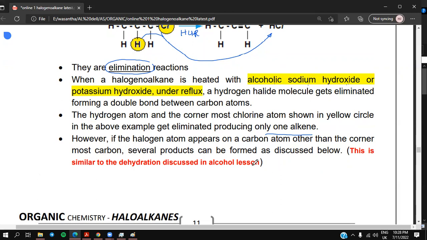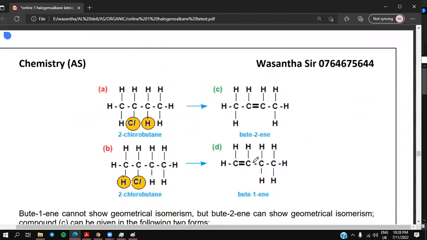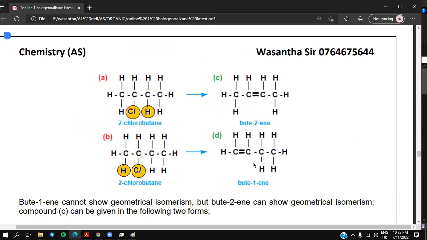Okay, let us go to an example here. Look at this. This halogenoalkane is 2-chlorobutane. There we have chlorine on the second carbon. Second carbon is an alpha carbon. On the left-hand side, carbon number 1. On the right-hand side, carbon 3.